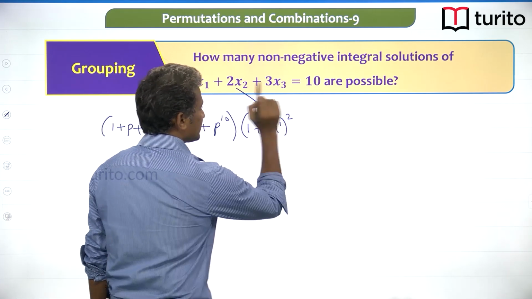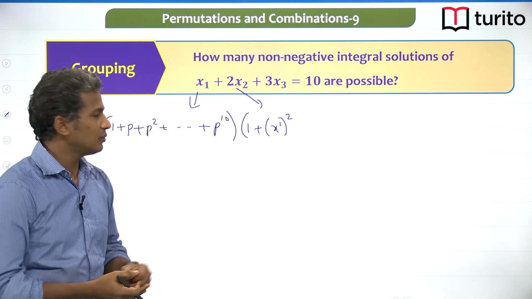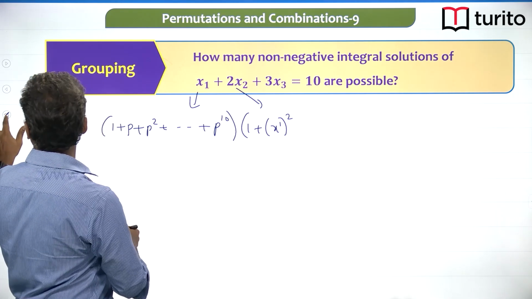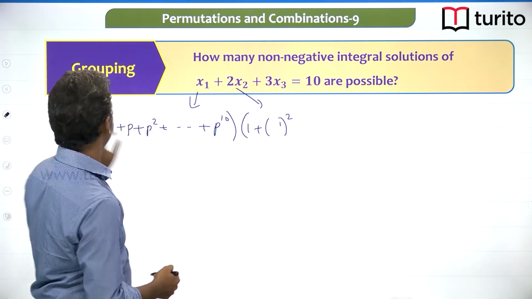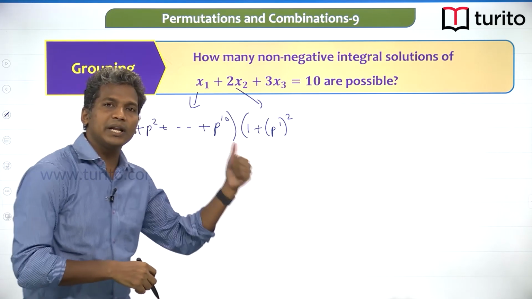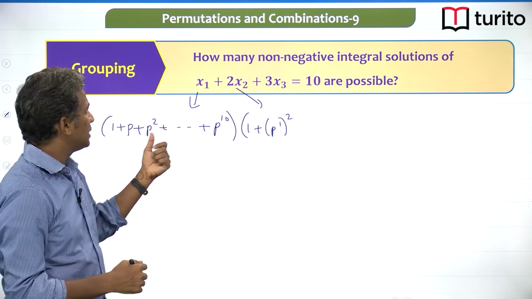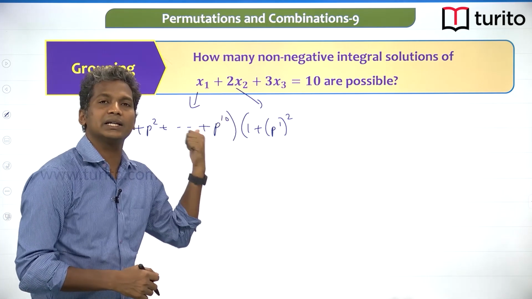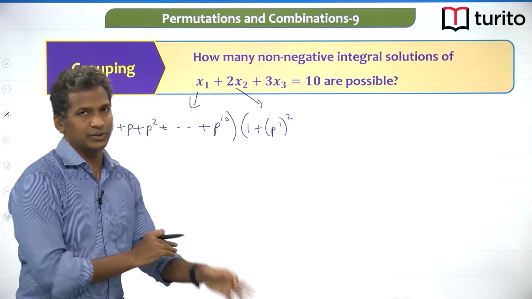So we have to take square here. So here, why am I taking x? I will take p. Whenever there is x in the question, I am taking p in the solution. If there is no x in the question, I will take x here. It does not matter which variable you take.